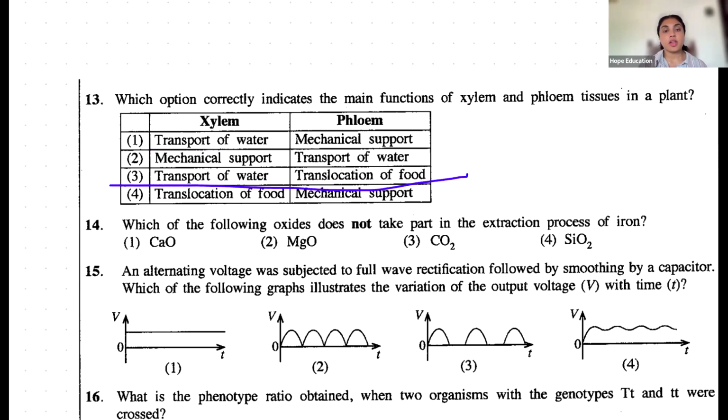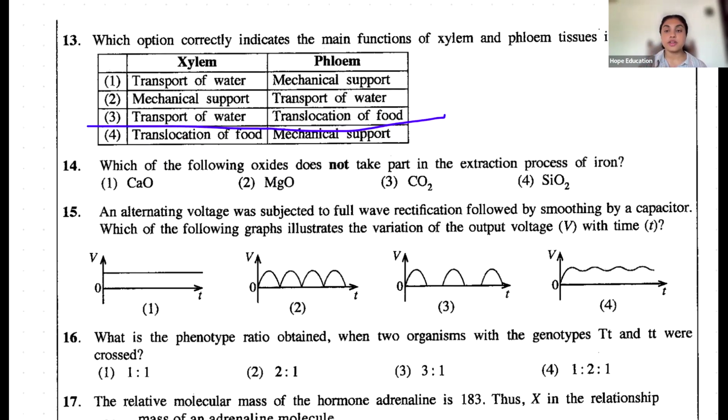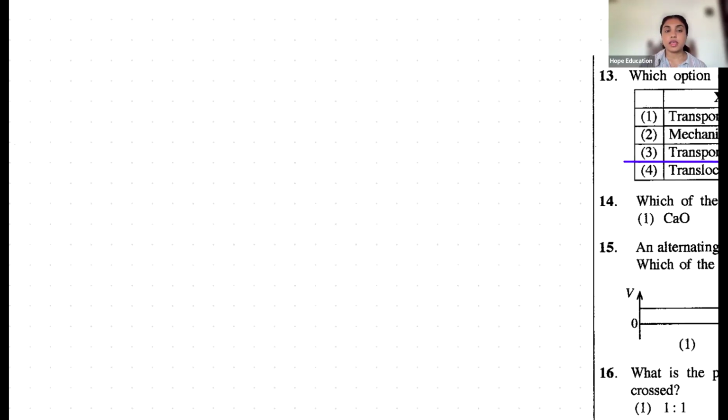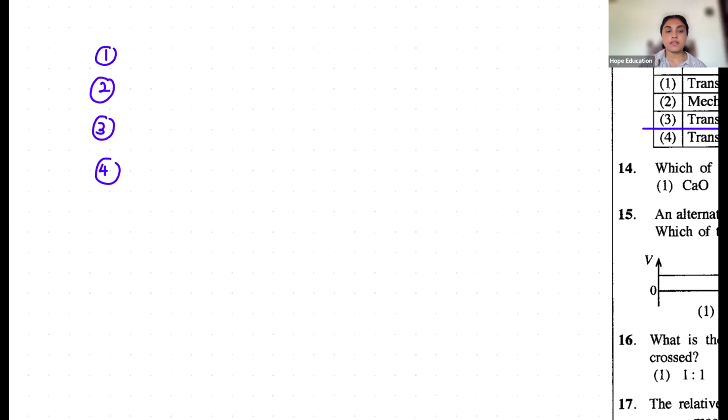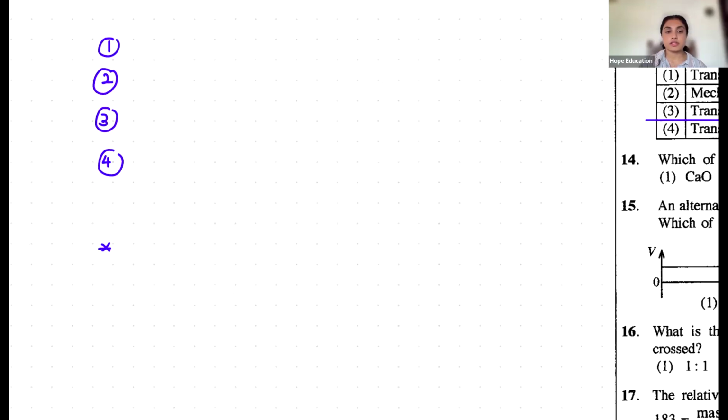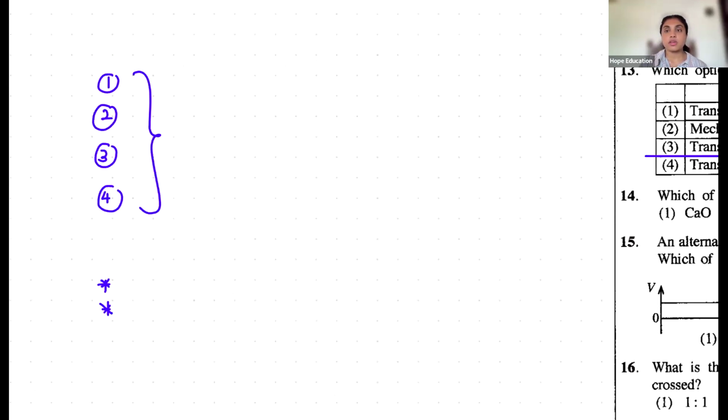Okay. Which of the following oxides does not take part in the extraction process of iron? Leon, I'll give you 2 minutes. There are 4 main reactions, and in addition to that, there are 2 slag forming reactions. Quickly do this.